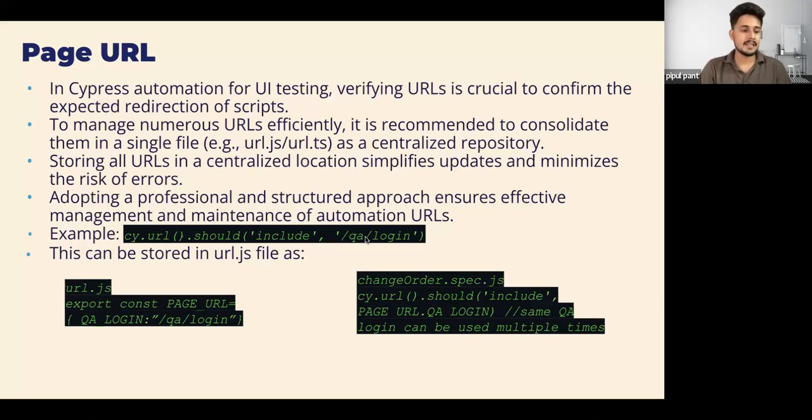As you can see in the example, here we are trying to check for the URL QA/login. Once the user has done some testing, he wants to make sure he has been able to log into that particular website or not. So instead of hard coding all the data, we can keep it in a constants file and call it in the test specs wherever required. As we can see, cy.url should include pageUrl.qaLogin. So the same QA login can be used in multiple places.